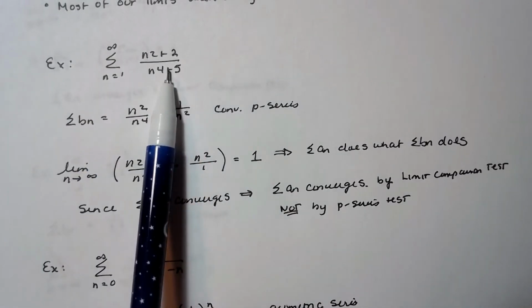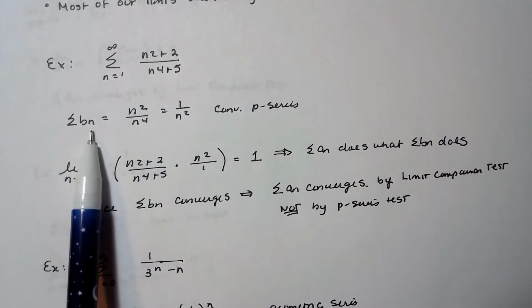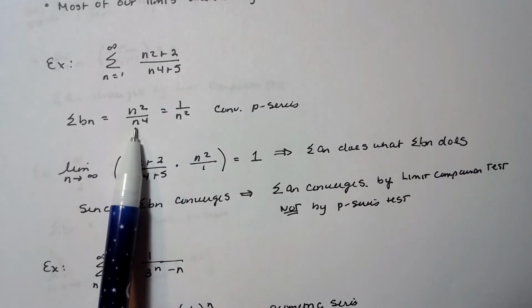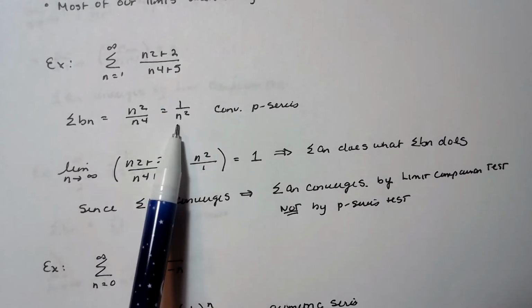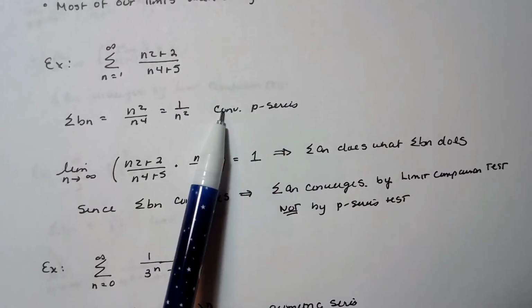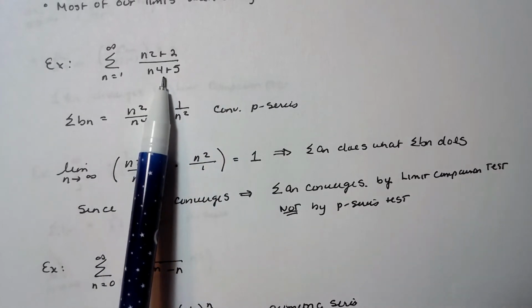Alright, so here's a simple example, right? We have this series, and we're going to use the limit comparison test. So we're going to create our new series, which will be the biggest thing on the top divided by the biggest thing on the bottom, and that reduces to 1 over n squared. Now, I know this is a convergent P series, right? And technically speaking, if this is multiple choice, since this converges, I know the original series will converge.